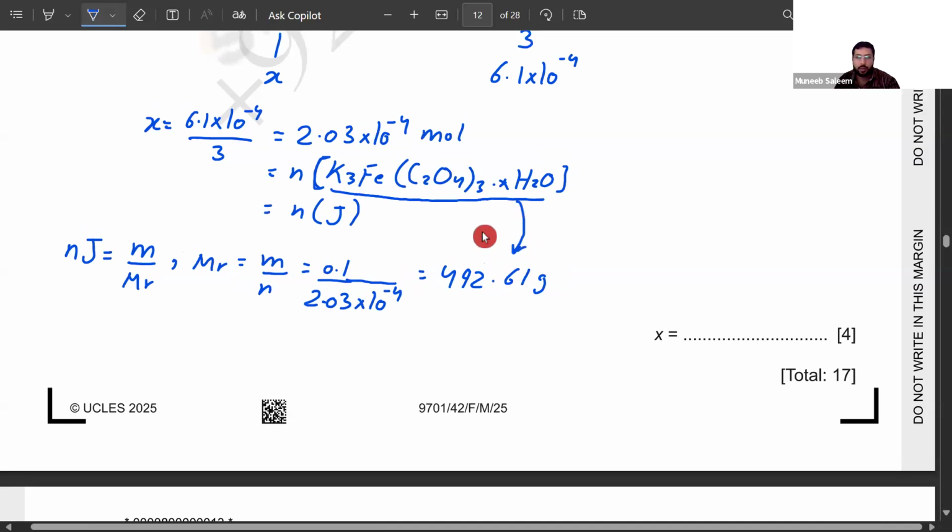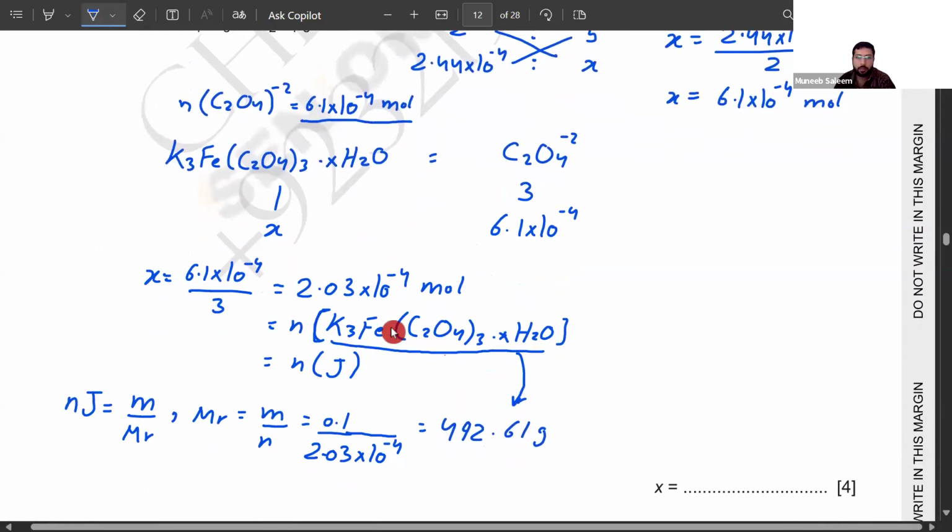All right. Now I have to subtract the mass of this portion from the whole complex mass. I can use the mass of this part, and I will subtract the mass of this part from the 492.61. So what is the mass of this portion now? Simple. For potassium, it is 39.1 times 3, plus for iron, the mass is 55.8. We can use the periodic table.